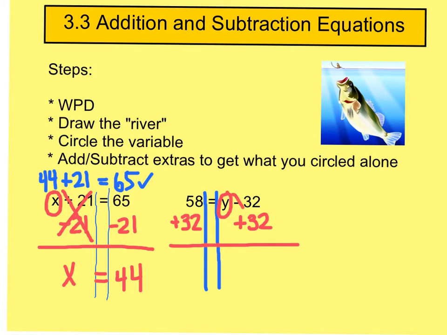Minus 32 and plus 32 cancel each other out. So over on the right-hand side, we have y equals, and then when we add up 58 and 32, we get 90. So y is equal to 90. A quick check would be taking 90 minus 32, see if that equals 58. Yes, it does, so we know we're okay.